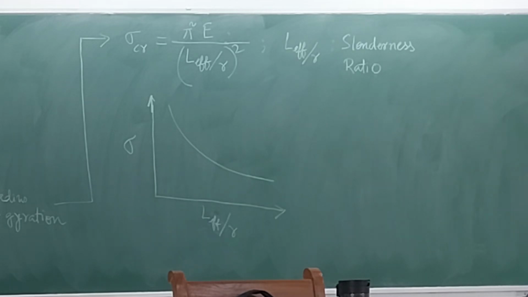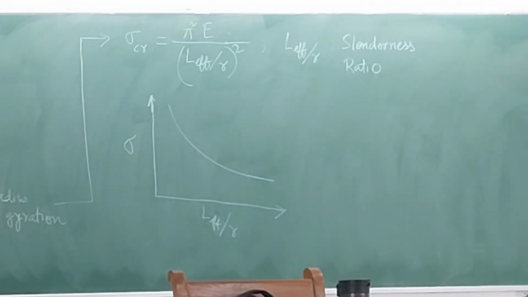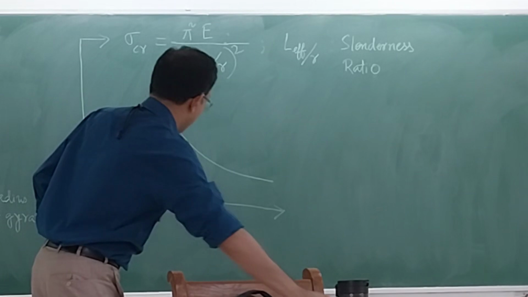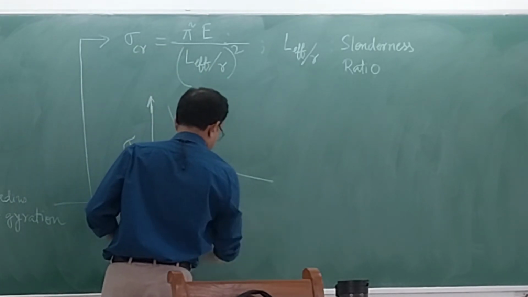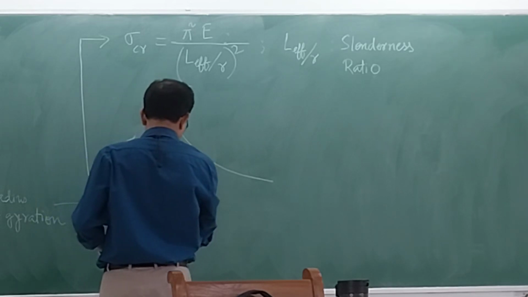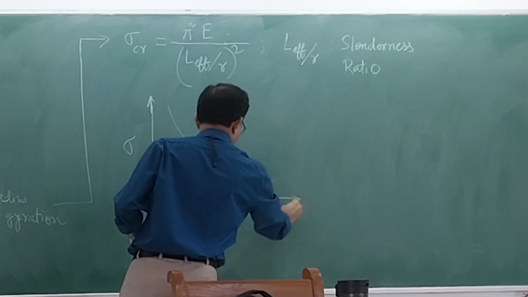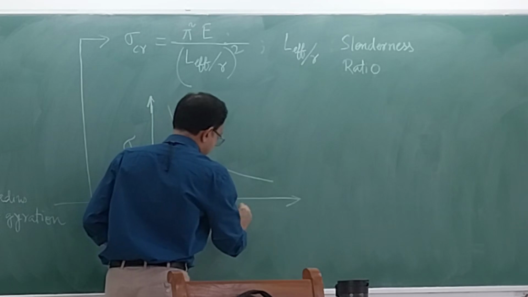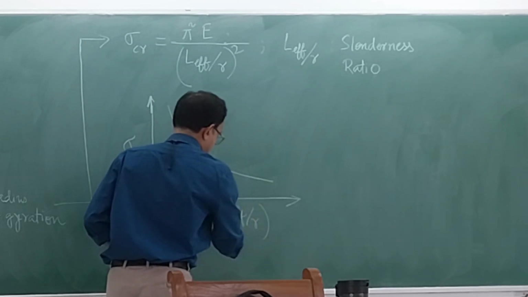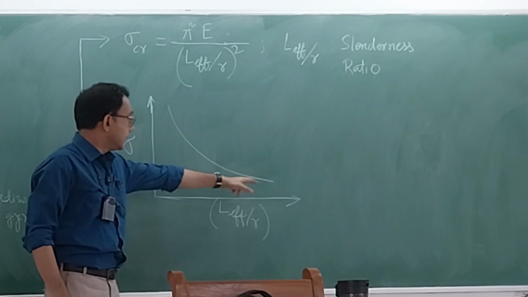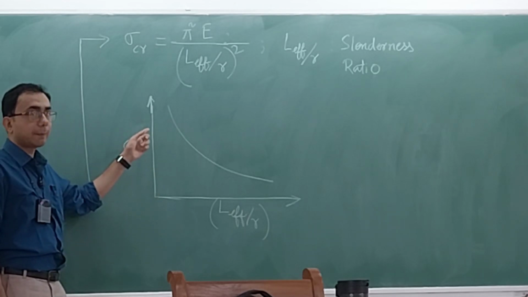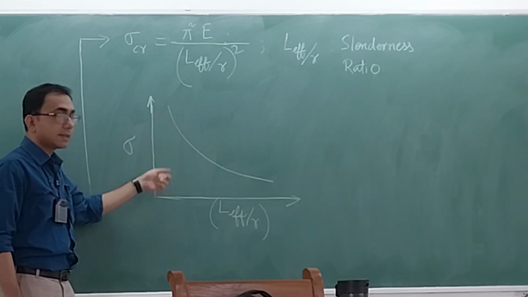Now, who can tell me what is the catch in this diagram? So let me just tell you. By the way, this thing is horribly not straight. What we are saying is this L effective by r: the higher it is, the lower is the sigma. But the lower it is, the higher is the sigma. Does this region make sense?